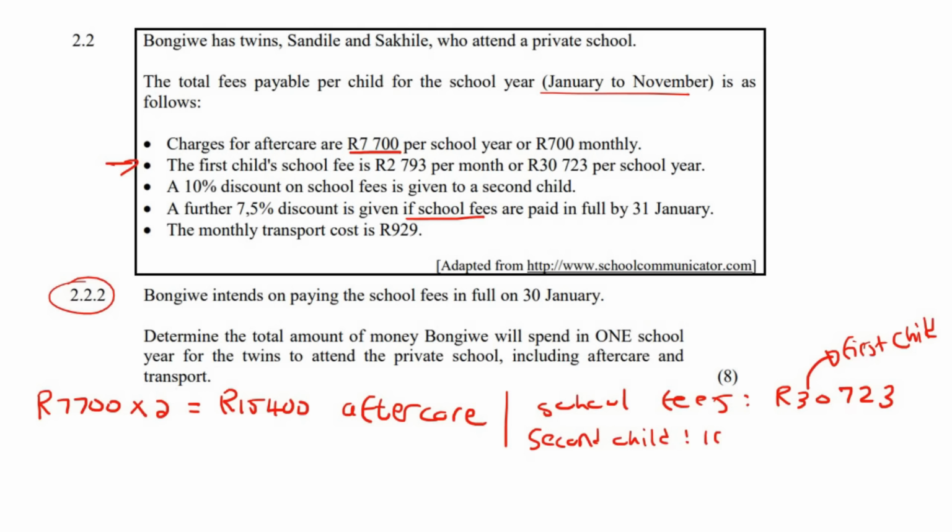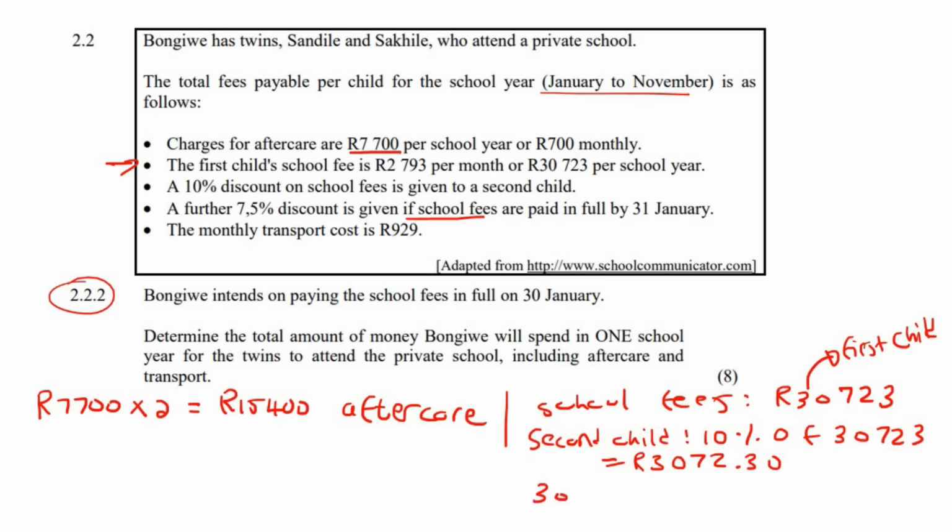So they're going to get a 10% discount. So let's see, what is 10% of 30,723? Well, that'll be 3,072 Rand and 30 cents. That's the discount. So what would the new school fees be for the second child?